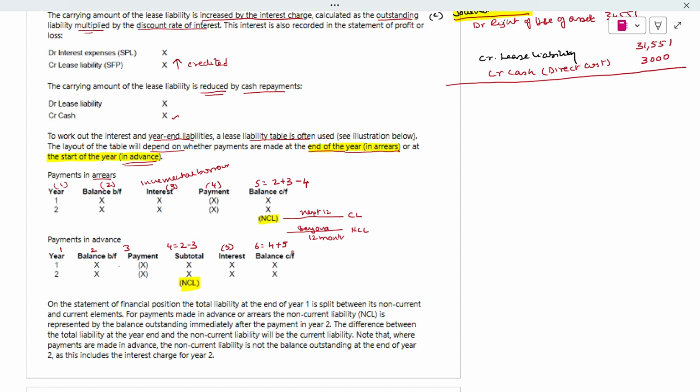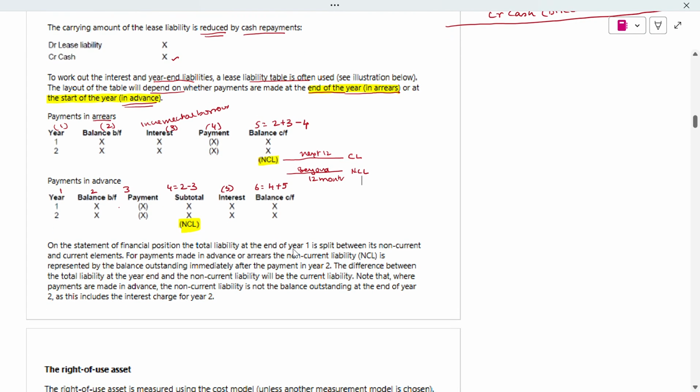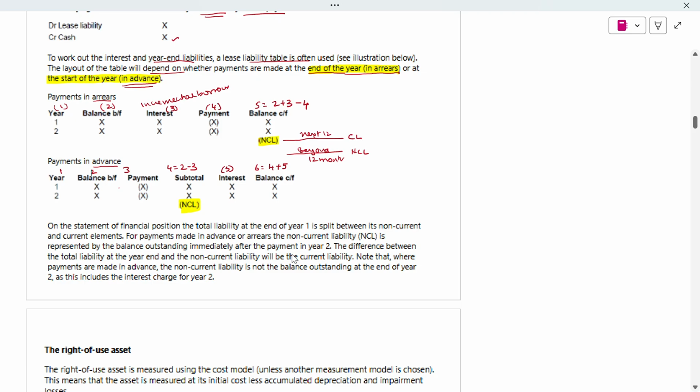We have to know the opening liability, the amount of interest, how much you are paying in lease payments, and the closing balance. In the closing balance, we are going to show two different ways: the current liability and the non-current liability. There is not that much difference. The only thing is that the columns have changed because it is paid in advance. After paying in advance, you calculate the interest.